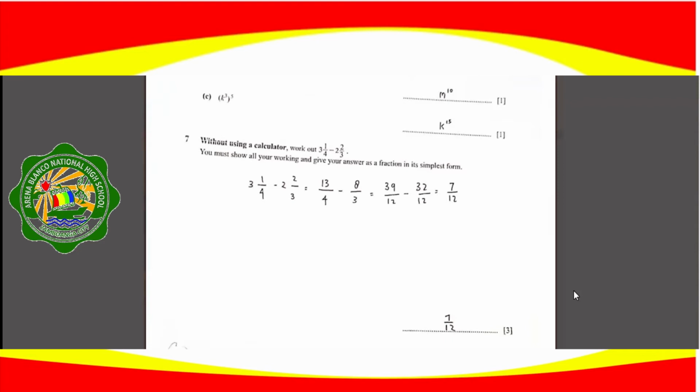Okay, so explain. You need to make it improper first. So it'll become 13 over 4 minus 8 over 3. Then the denominators have to be the same. So it becomes 39 over 12 minus 32 over 12, which gives us 7 over 12. Okay, that's correct.